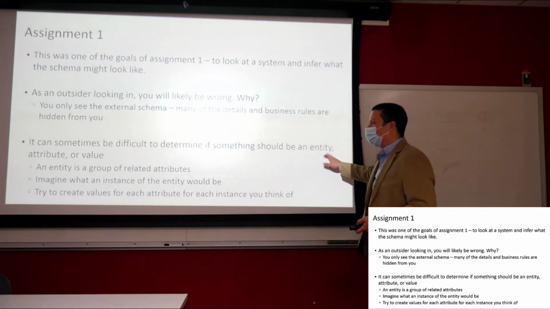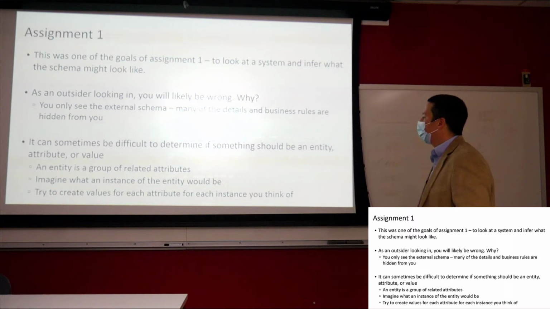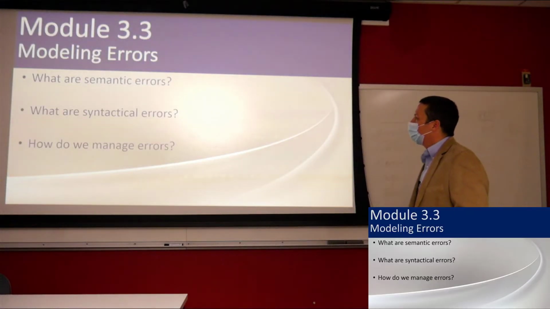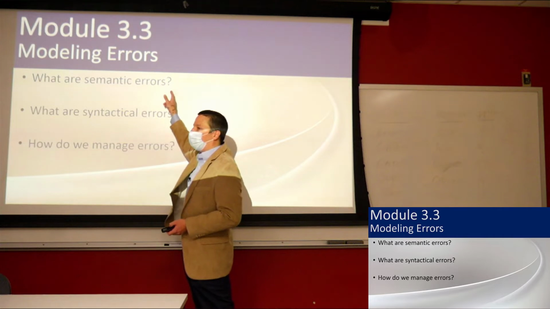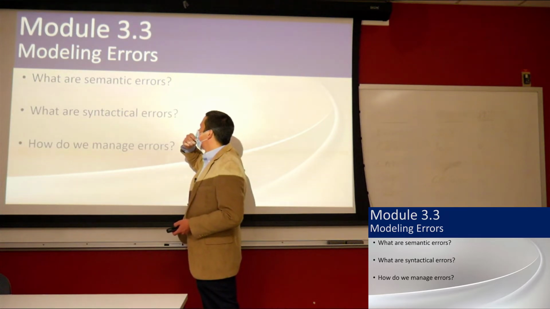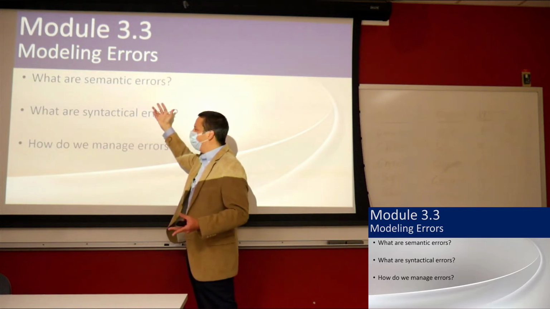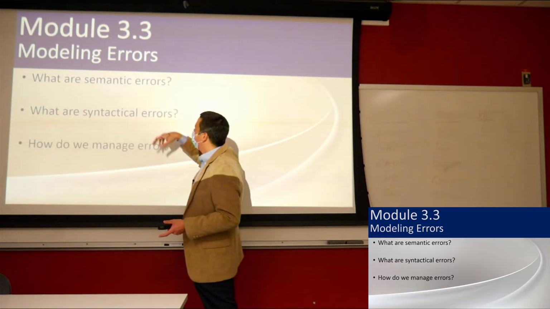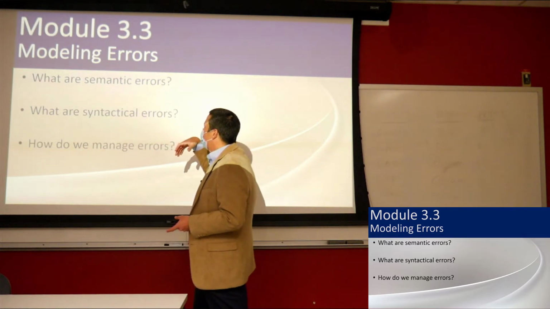And this is what I just said about determining if something is an entity, an attribute, or a value. It can be a judgment call, can be tricky, and can come easier with experience. So semantic errors are when we do something that's not properly capturing our business case. For example, modeling our contacts with a whole bunch of phone numbers instead of modeling phone number as a multi-value attribute and ultimately a weak entity that's connected to the contact.